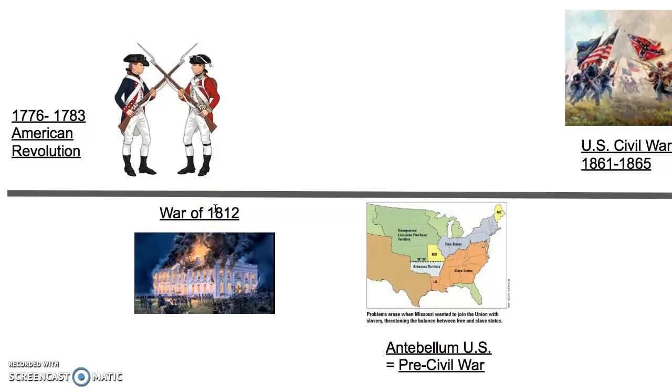But the period of time between 1812 and the U.S. Civil War we call antebellum U.S. Antebellum is a Latin term that means pre-war and before the Civil War, and the Civil War breaks out 1861 to 1865. So we're talking about the antebellum, this pre-Civil War period right now.